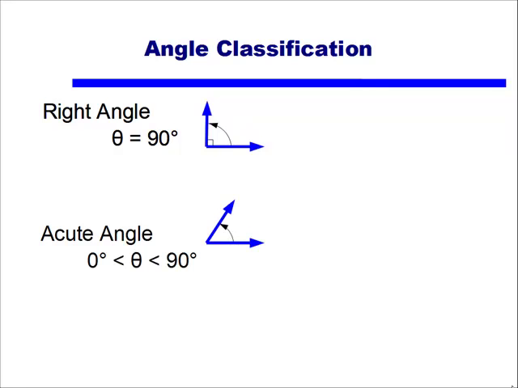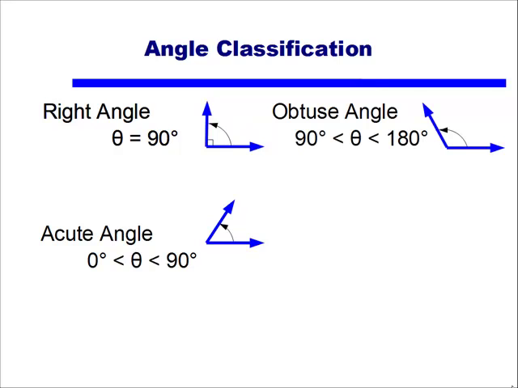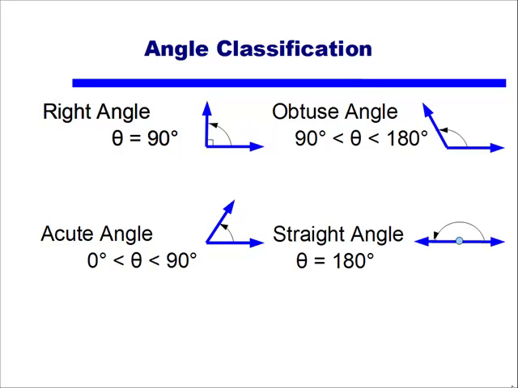An acute angle is an angle that is between 0 and 90 degrees. A third type of angle is called an obtuse angle. An obtuse angle is between 90 degrees and 180 degrees. It is larger than a right angle, but doesn't extend past 180 degrees or a straight line. And our last angle is called a straight angle, and that is an angle that is exactly equal to 180 degrees.